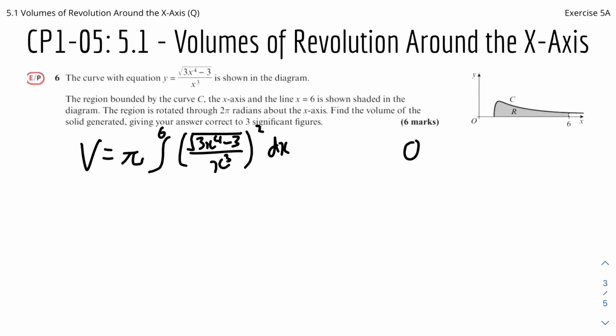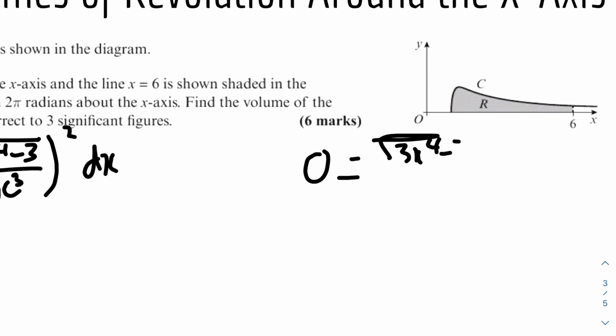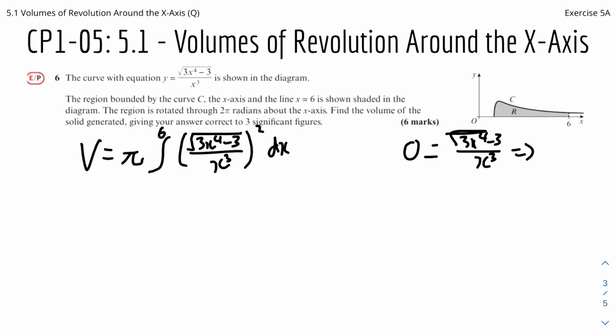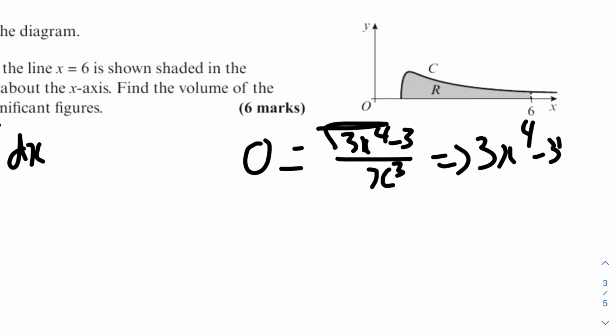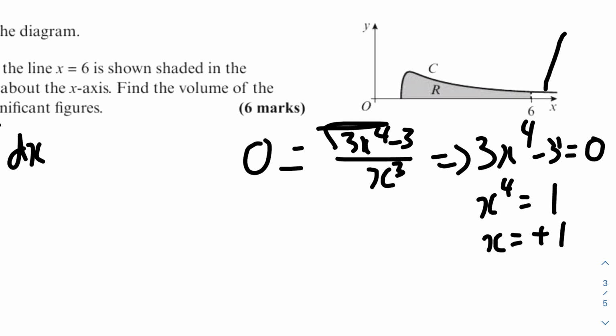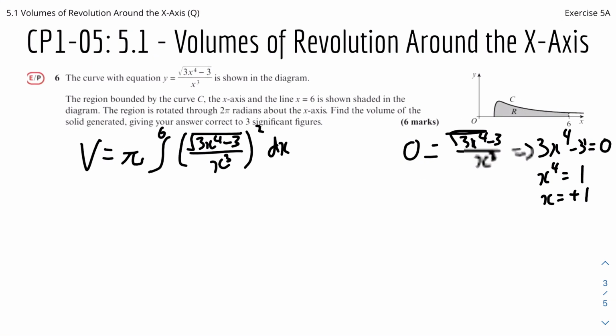So 0 equals root of 3x to the power 4 minus 3, over x cubed. Solving it gets us 3x to the power 4 minus 3 equals 0, because what I did is basically multiply both sides by x cubed and square both sides, because this remains as 0 anyway. So x to the power 4 equals 1, because bring the 3 over and divide by 3, and therefore x equals plus or minus 1, but in this case we look at just the positive 1. So we know the lower limit is x equals 1.